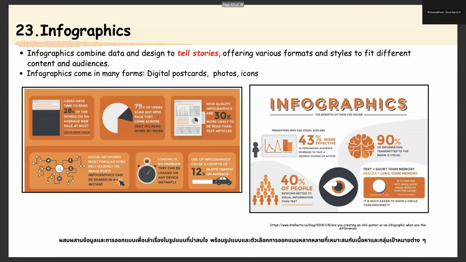Infographics. Infographics combine data and design to tell stories and offer various formats and styles to fit different content and audiences. Infographics come in many forms, such as digital postcards or a photo or an icon.